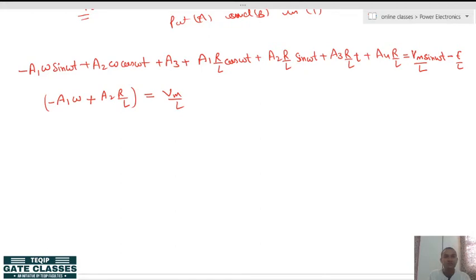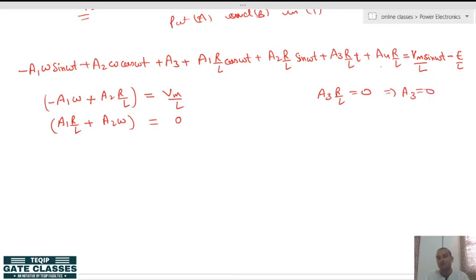Now next, compare the cos coefficient. If you compare the cos coefficient, what will you get? a1 R by L plus a2 omega is equal to, since there is no cosine term on the right hand side, that will be 0. Again, now compare the third, the time t coefficient. When you see the t coefficient, on the right hand side there is no t term. So we can write a3 R by L equal to 0. This implies the a3 coefficient is 0.